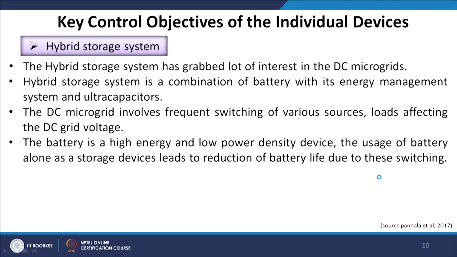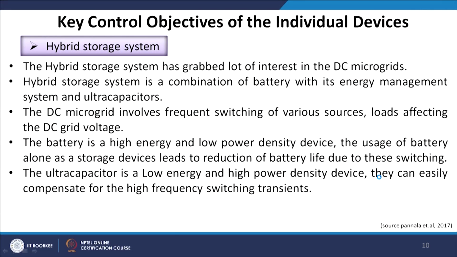The battery is a high energy but low power density device, and the usage of a battery alone as a storage device leads to reduction of battery life due to this switching. So, what happens if you keep on changing the load is that your battery starts discharging frequently at different steps, and that may spoil the life of the battery, and that can be protected in the presence of an ultra capacitor.